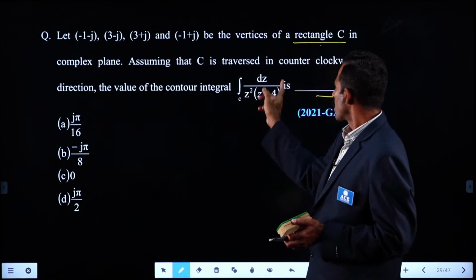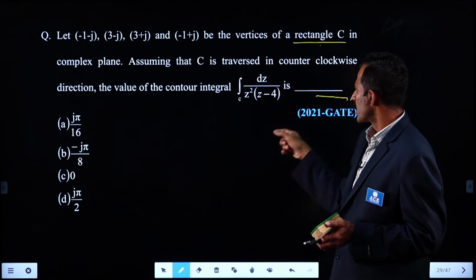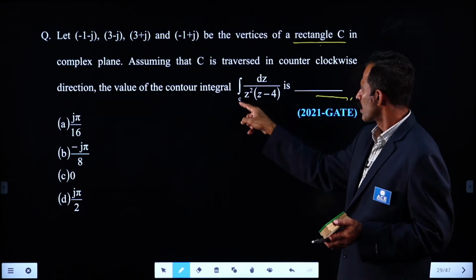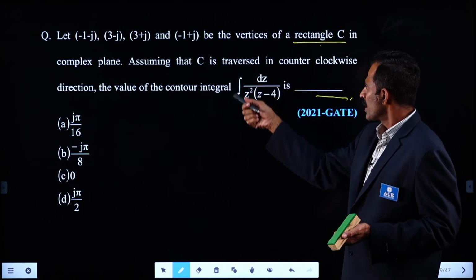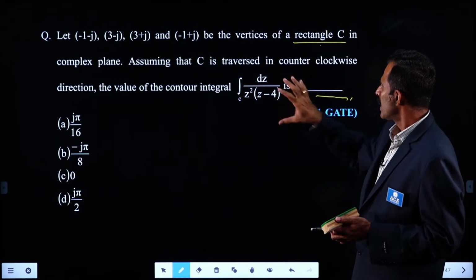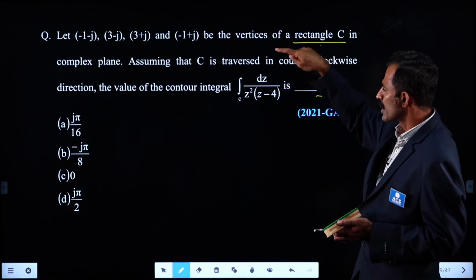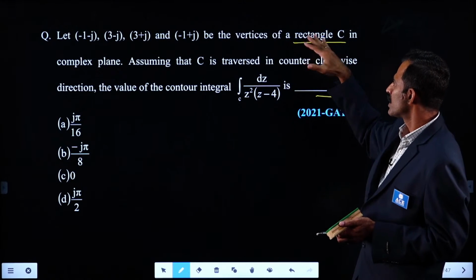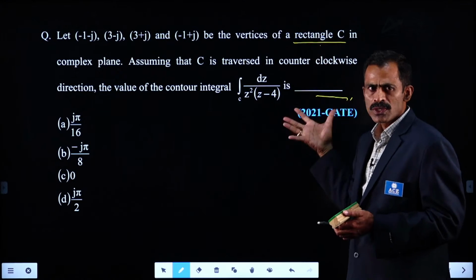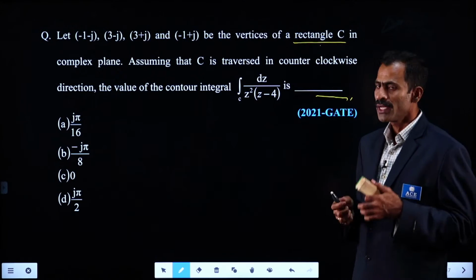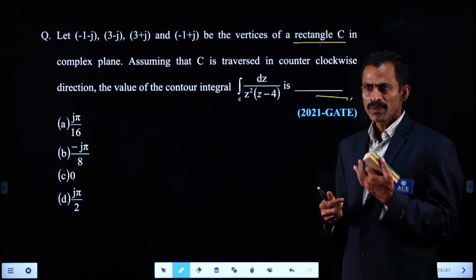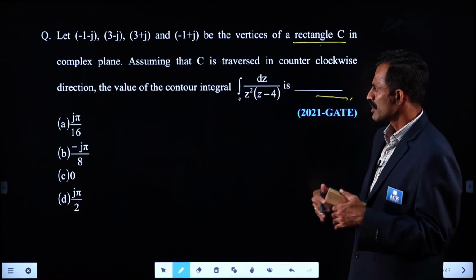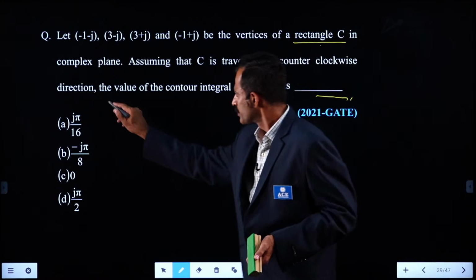The value of this contour integral along the curve C is required. So the integral is given along a closed curve or closed region. Because of the closed curve, we try to do this problem again by one of the theorems only, according to our step-by-step procedure. So let us do this problem by the step-by-step procedure only.